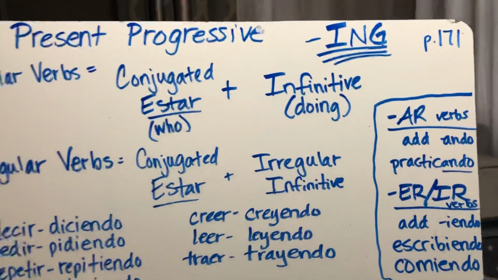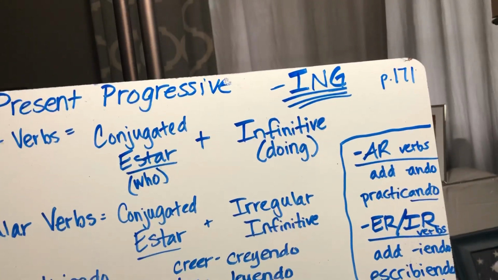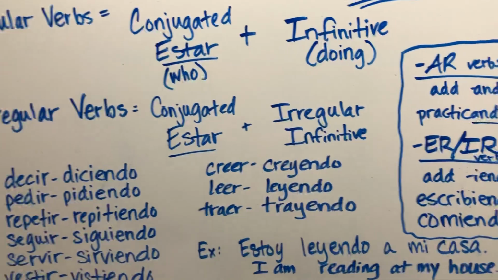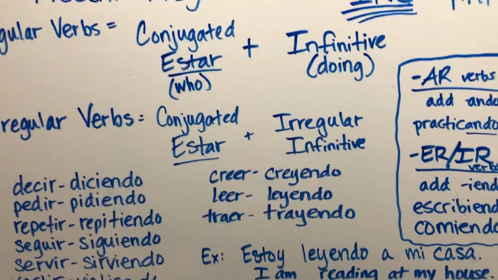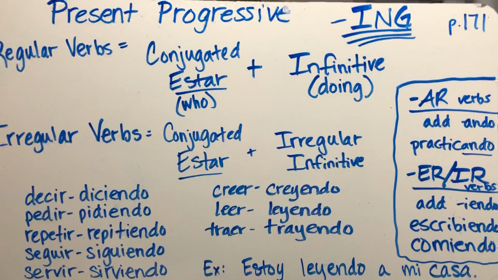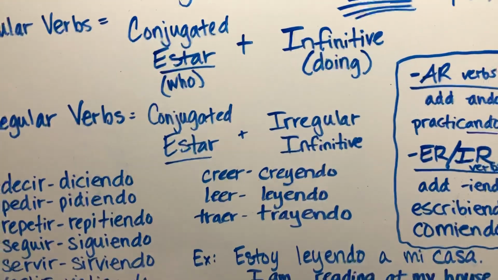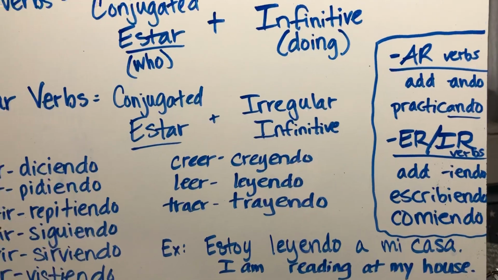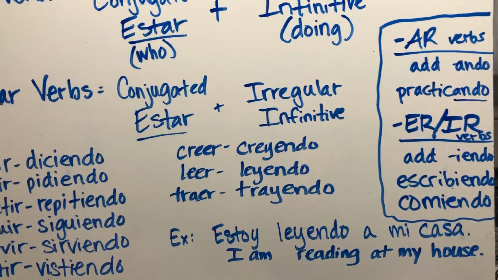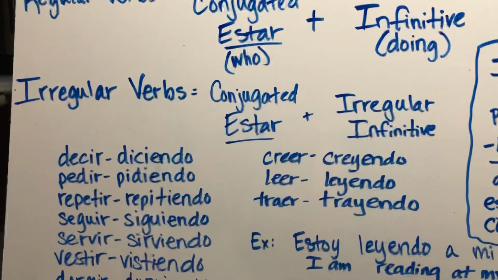AR verbs, you take the AR off and add ando. ER and IR verbs, you take the ending off and you add iendo. So those are how you do regular verbs. So if I want to say I am writing, I say estoy, and then I say escribiendo, because escribir means to write, so that's the doing, okay?